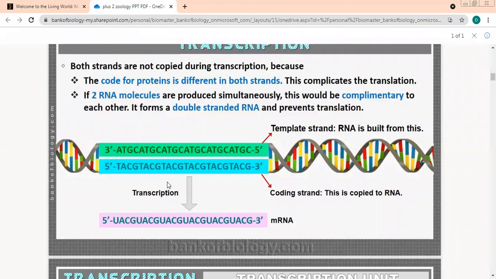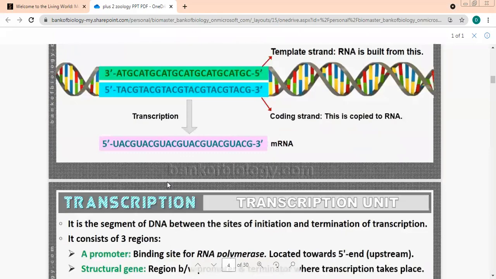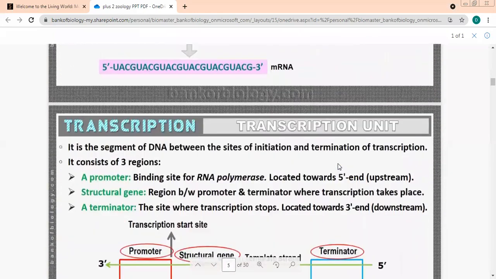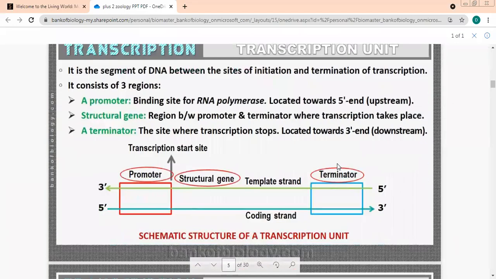If we get two RNAs, then what will happen? There'll be double-stranded RNAs. So the process would automatically stop. So we do not need double-stranded RNAs. So that is why only one strand is going to build an RNA. We talked about three regions: transcription unit, segment of DNA, which is between the promoter and the terminator site. See, this entire region is what we call the transcription unit.